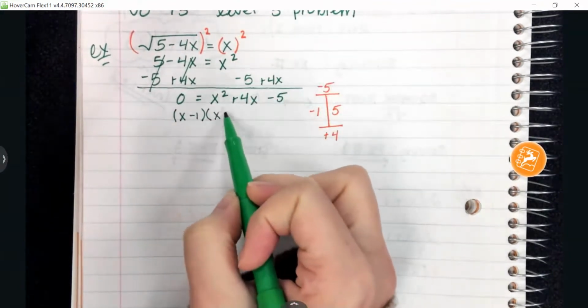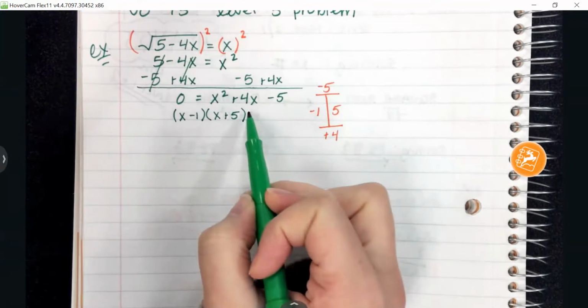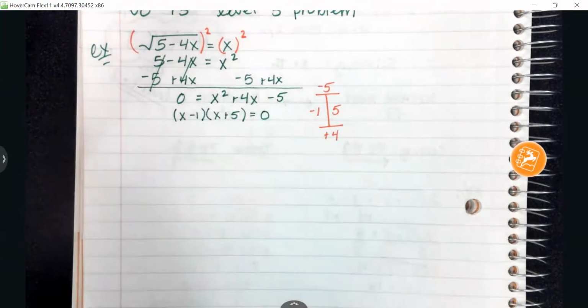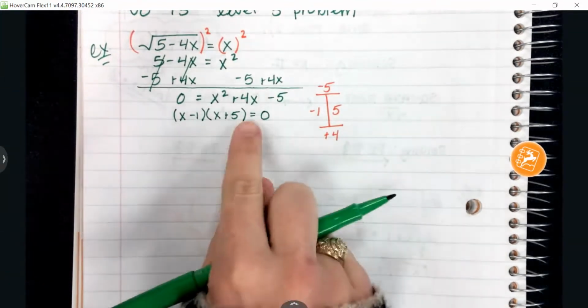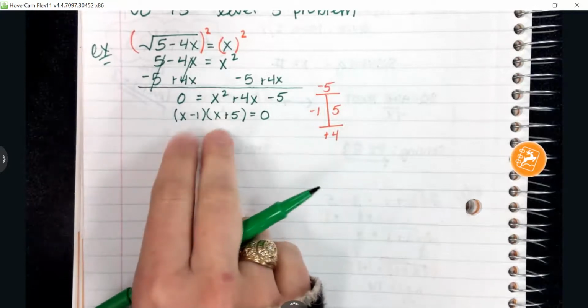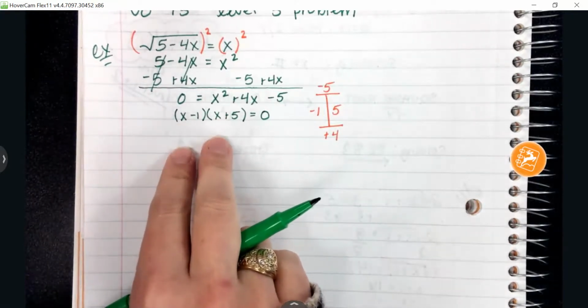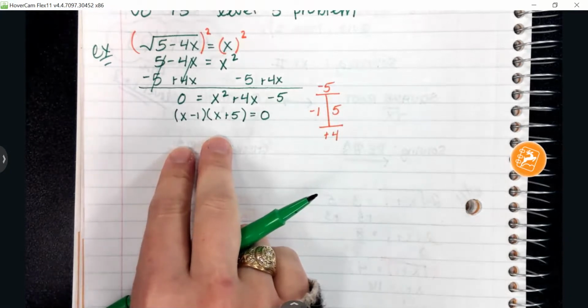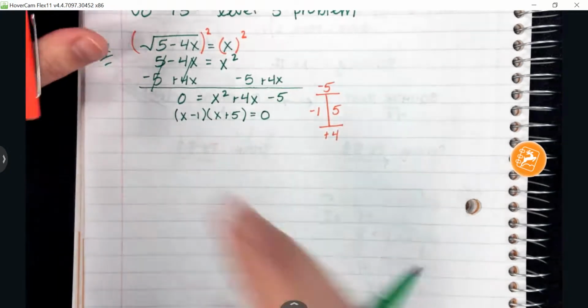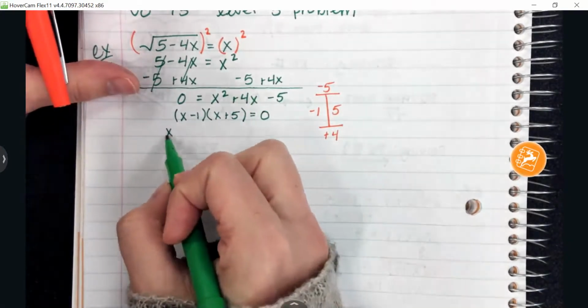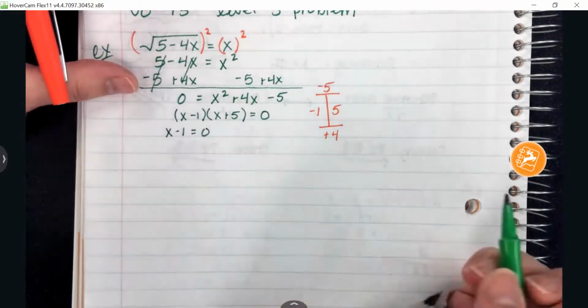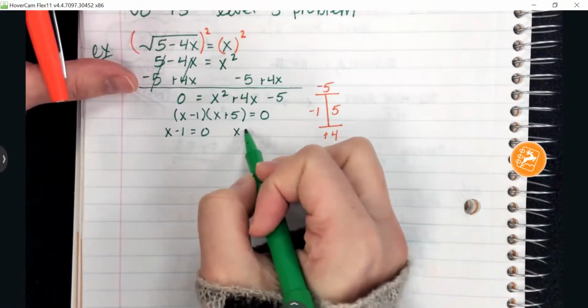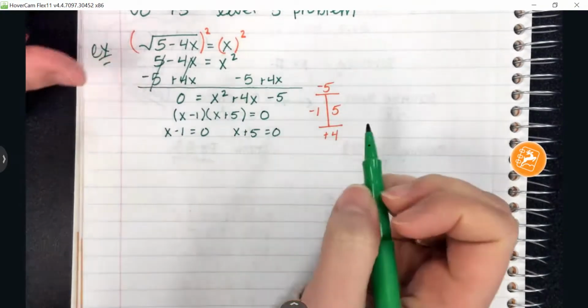times x plus 5 equals 0. Since it equals 0, what do I need to do to both of these parentheses? No, we're not going backwards. You have to equal them both to 0. Very good. So x minus 1 equals 0, and x plus 5 equals 0.